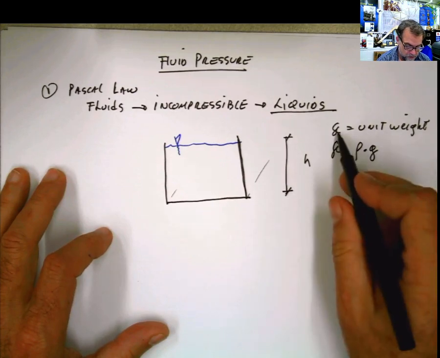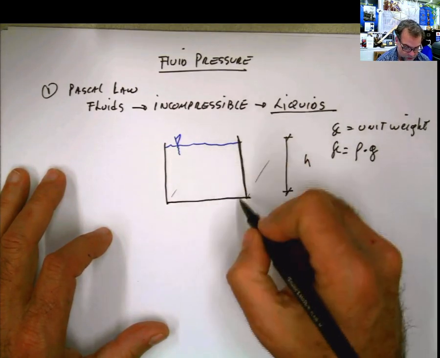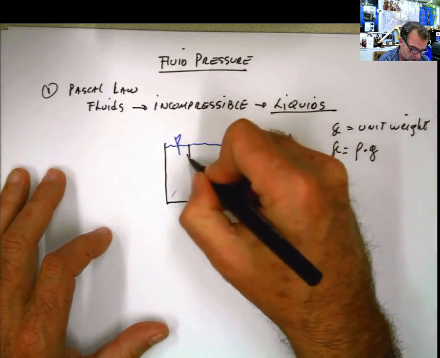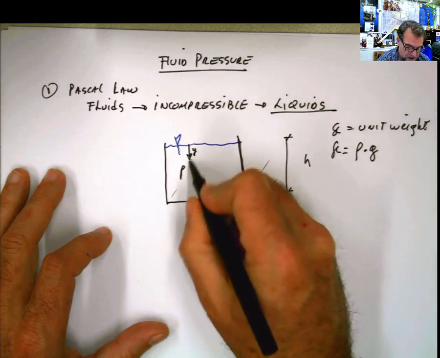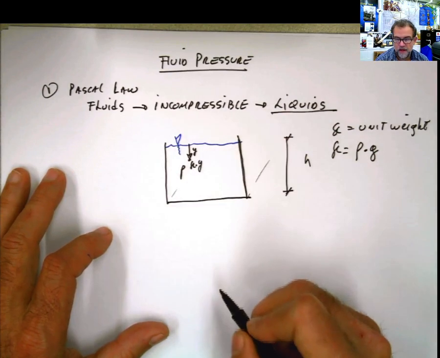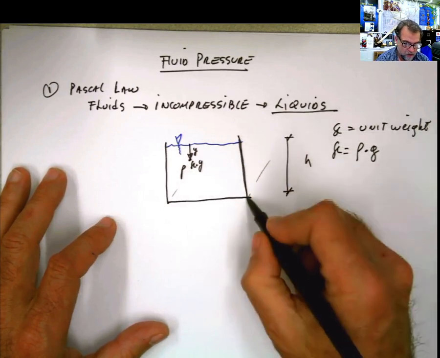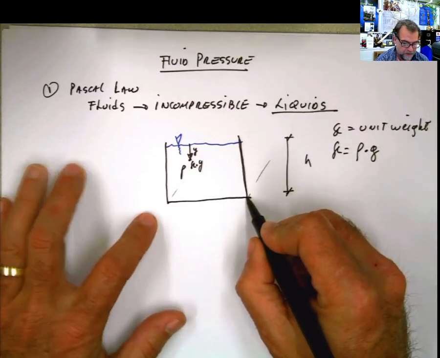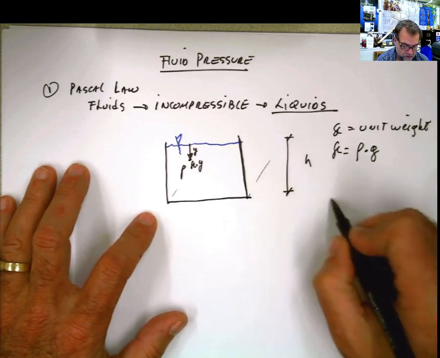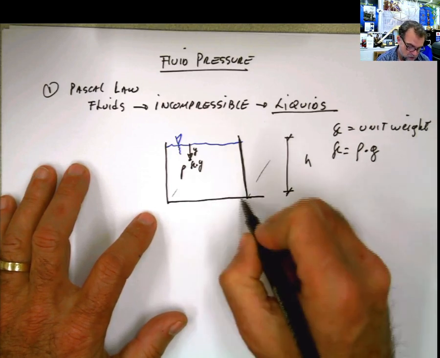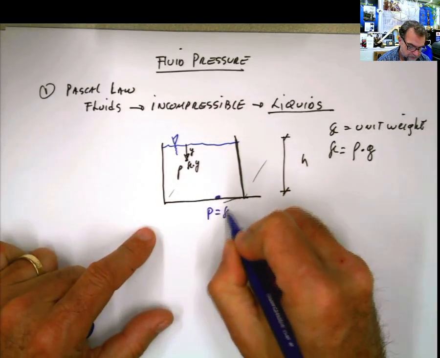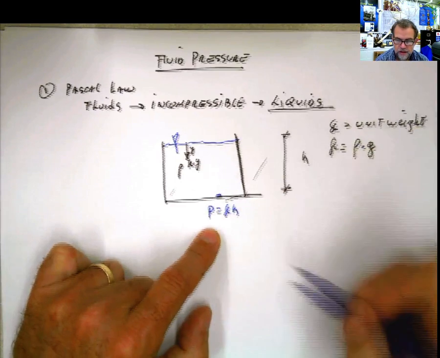So if gamma is the unit weight, the pressure at any point is going to be equal to gamma. If you measure the distance y from here, the pressure at this point is going to be equal to gamma multiplied by that submerged distance y. At the bottom of the pool, or at the bottom of this tank, the total pressure then is going to be gamma h. So the pressure here at the bottom, inside the tank, is going to be gamma h. Gamma is the unit weight, h is the depth.